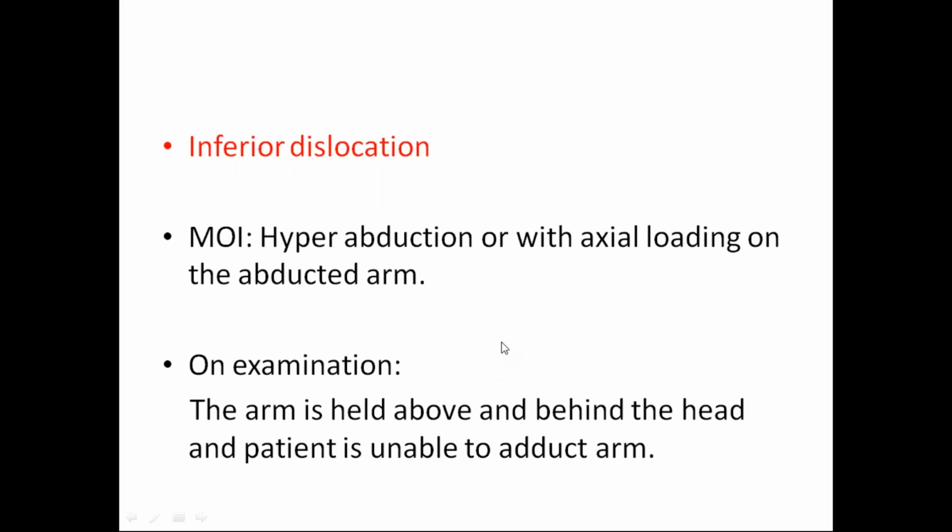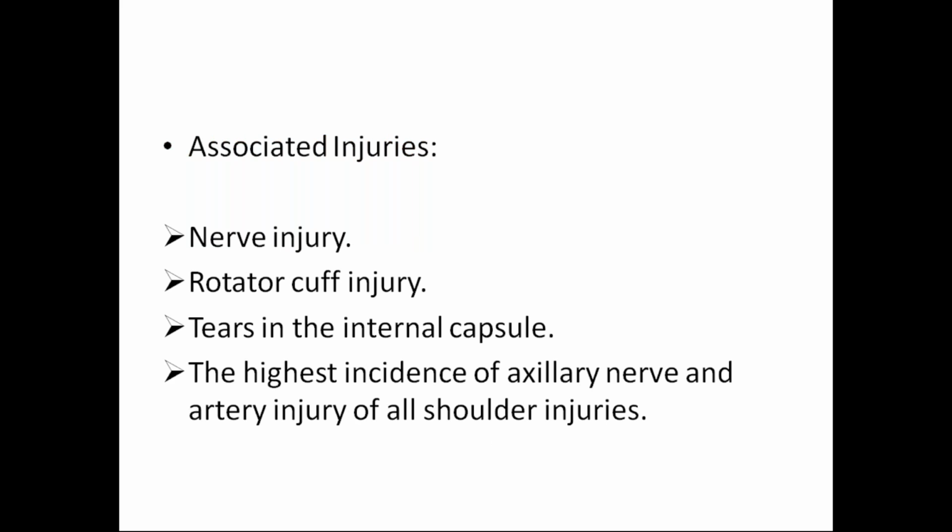Coming to the inferior dislocation, the mechanism of injury is hyperabduction injuries or axial loading on an abducted arm. On examination, the arm is held above and behind the head, and the patient is unable to adduct the arm. So inferior dislocations are most commonly associated with neurovascular injuries. Here also the most commonly involved nerve is the axillary nerve, along with axillary artery injury. Along with that, there is injury to the rotator cuff muscles and a tear in the joint capsule.